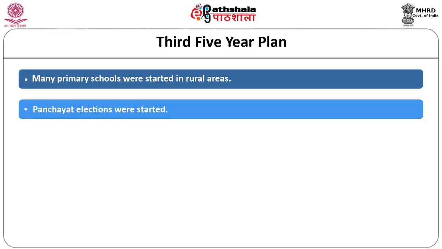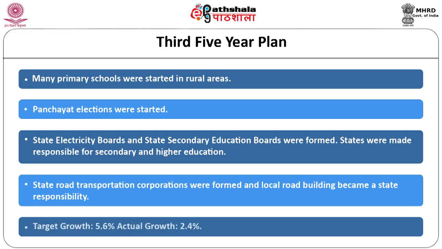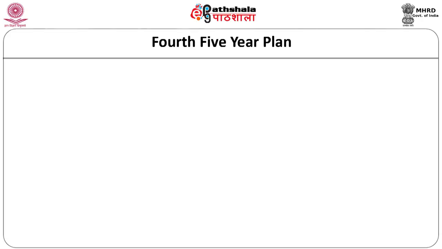Not only that, the state electricity boards and secondary education boards, for electricity and education promotion, were added during the plan. The target was 5.6%, but actual growth was 2.4%. This clearly indicates that because of the wars, we could not make much progress during this period.